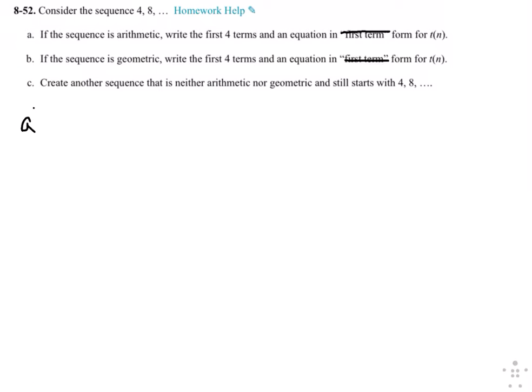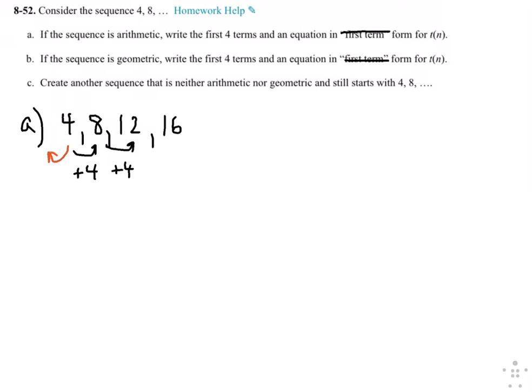So A says if it's arithmetic, write the first four terms. So 4, 8. Arithmetic would be we're adding, right? So plus 4, right? Plus 4. So this would be 12 and 16. There's the first four terms. And the equation, right, in explicit.